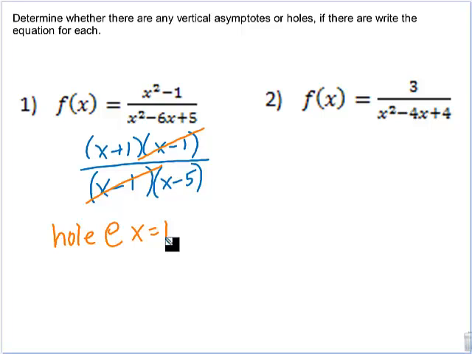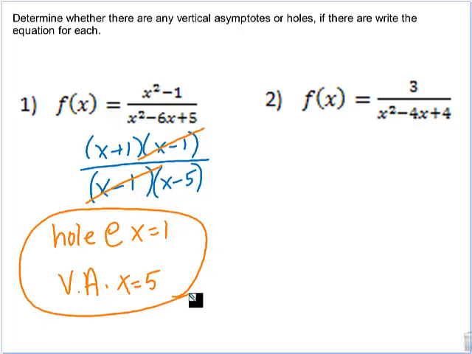Do we have anything left in the denominator? Yeah, we still have this x minus 5 left here, and nothing will cancel with it, so that means this is a vertical asymptote. We just abbreviate it VA. What value makes x minus 5 zero? So the vertical asymptote is at x equals 5.